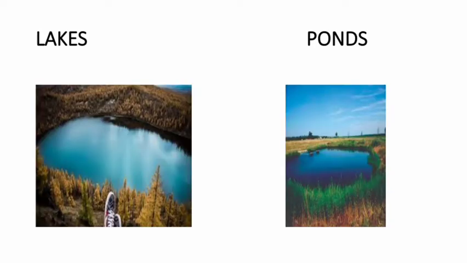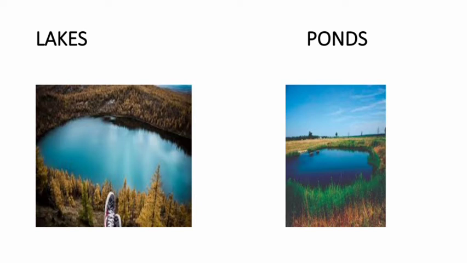Next picture, lake. A large area of water that is surrounded by land. Lakes are deeper than ponds and have a large surface area. So the area of the lake will be very large when compared to the pond.